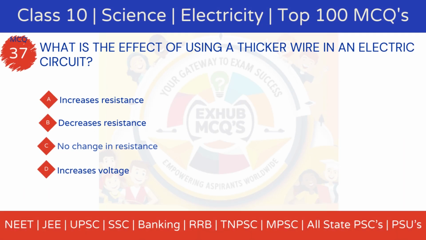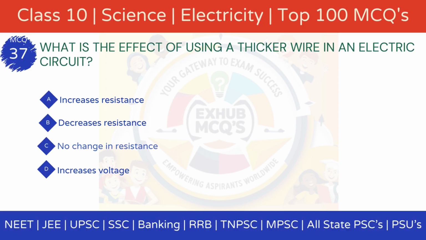MCQ 37. What is the effect of using a thicker wire in an electric circuit? Option A, increases resistance. Option B, decreases resistance. Option C, no change in resistance. Option D, increases voltage.